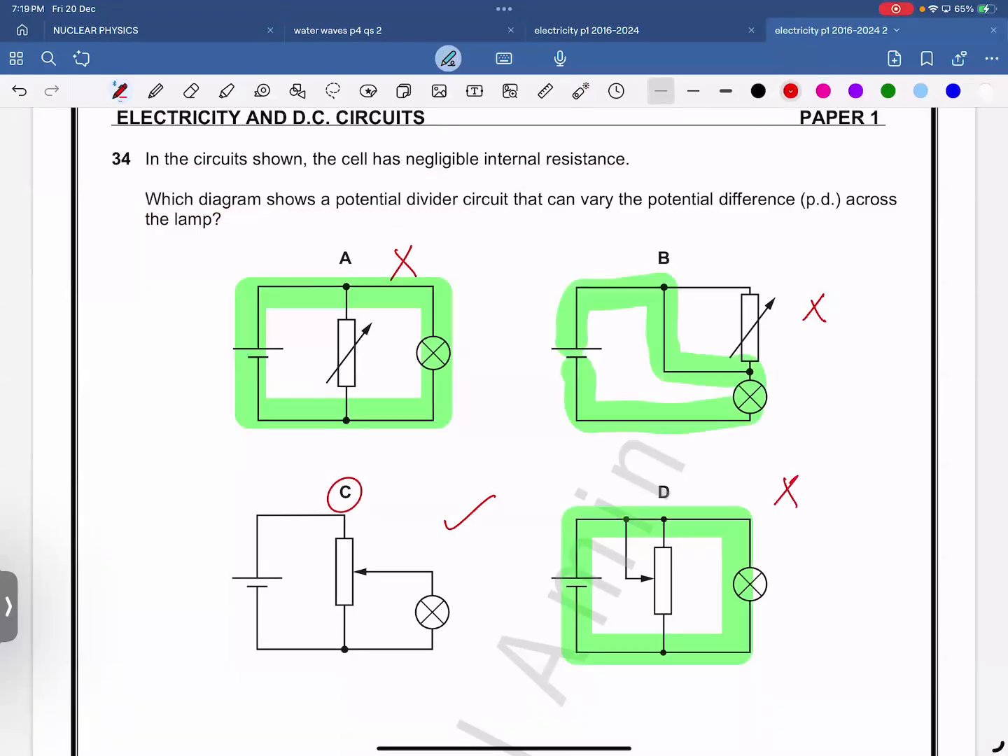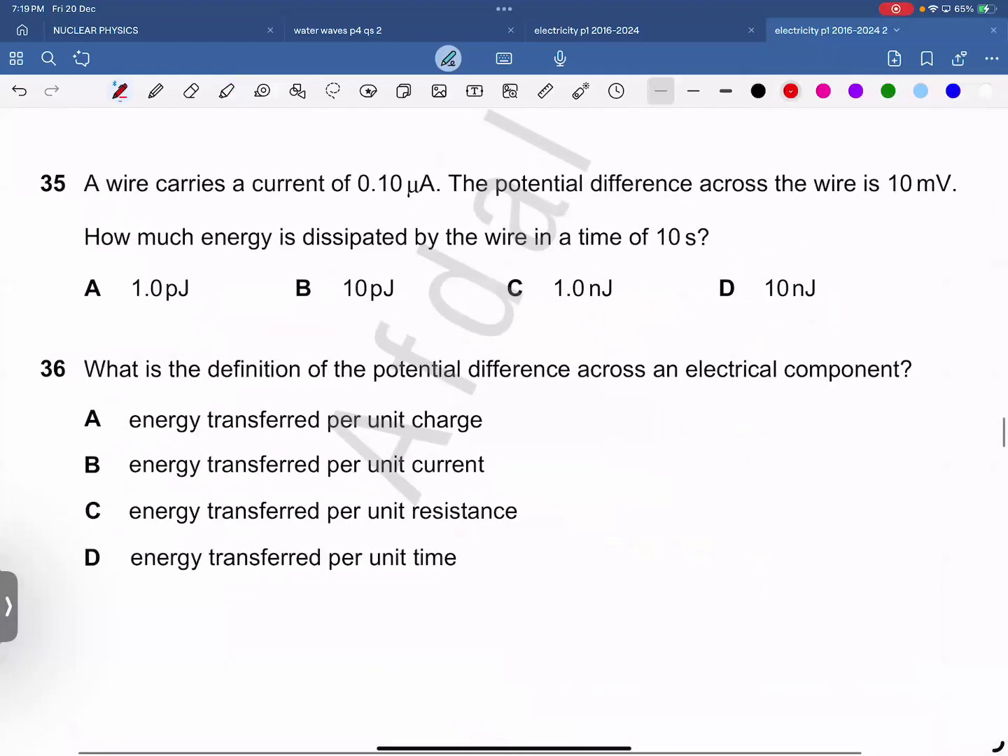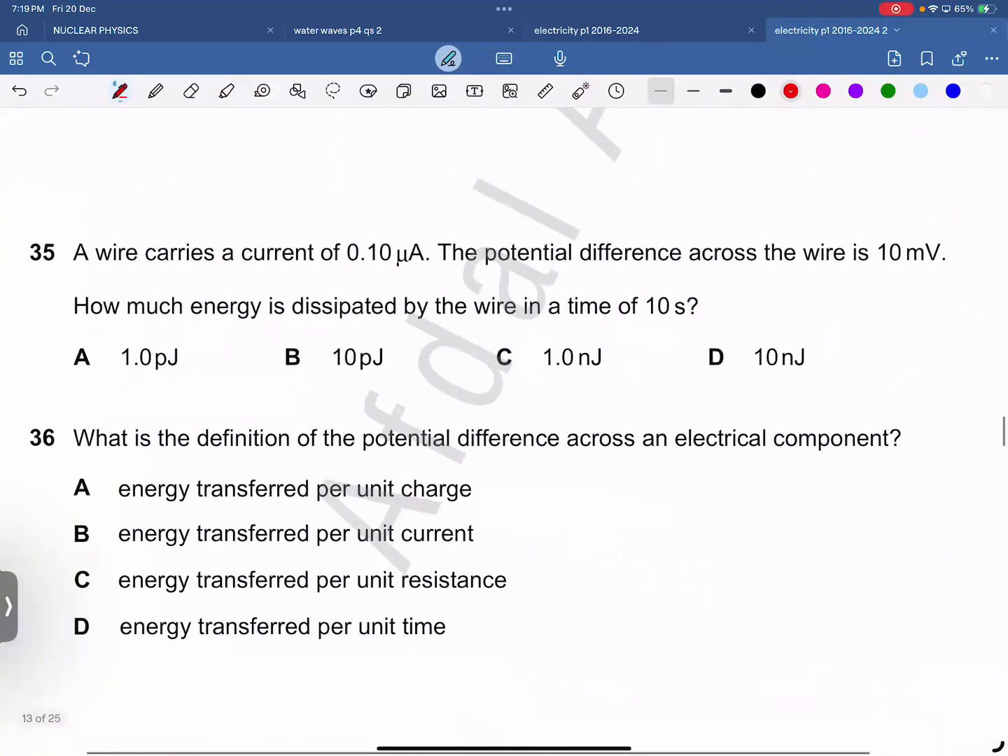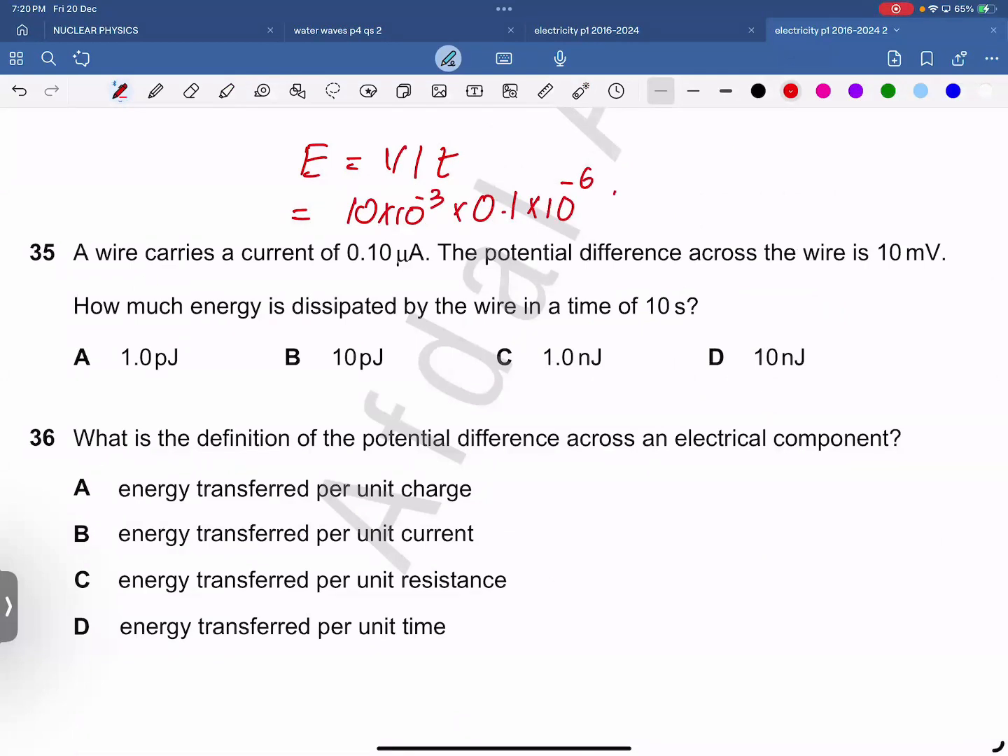35. A wire carries a current of 0.1 micro. Potential difference is 10 milli. How much energy? Easy. IGCSE style question. So E is equal to VIT. It is lower order of thinking. Voltage is 10 milli. Current is 0.1 micro. Time is 10 seconds. Just solve it. It's a very easy question. It is 1 into 10 power negative 8 joules. Yes? So let's divide by 10 power minus 9. It is 10 nanojoules.